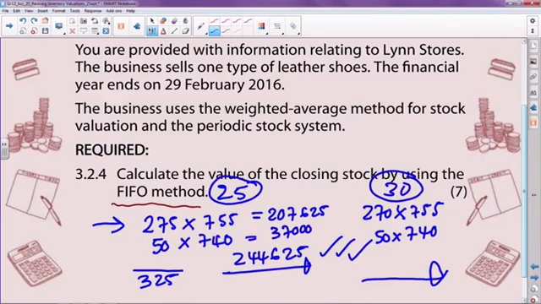So obviously you can see two slightly different calculations, but the principal matter is what we're working with here, that you work bottom up when you are using the FIFO method to value your stocks. Okay, let's move on.